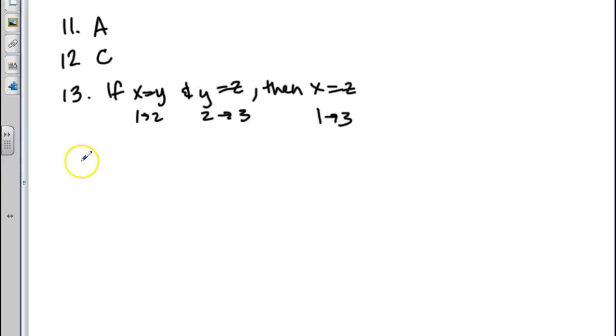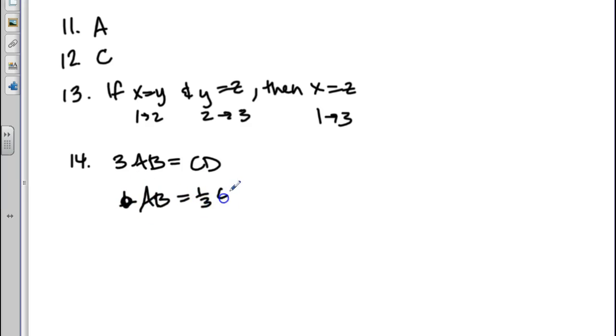That's the transitive property. Number 14, choosing the property that you would use here, 3AB equals CD, and the next one is AB equals 1/3 CD. So you can see they divided both sides by 3, and so division was the property. If you put substitution, I would take that also. Number 15 is also the transitive property.